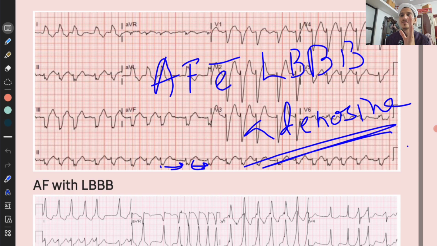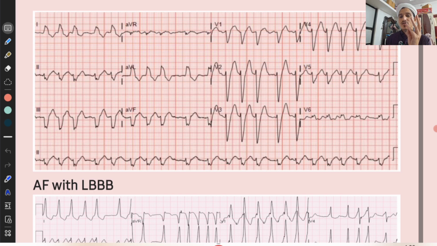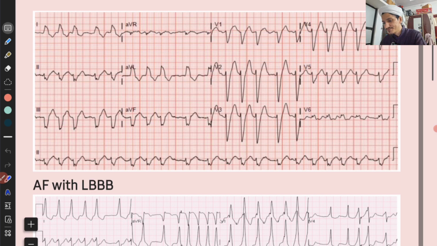Remember, when there is irregular wide complex tachycardia, most commonly it will be AF or AFL with aberrancy, or with variable conduction of the AV node. We'll move on to the next ECG.